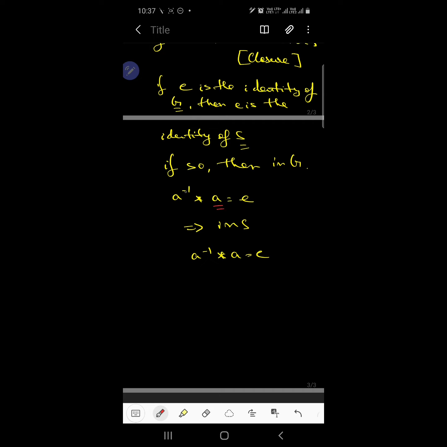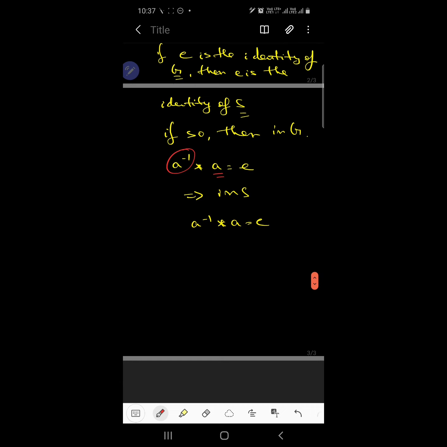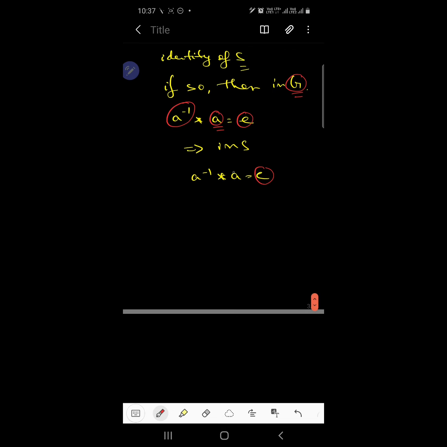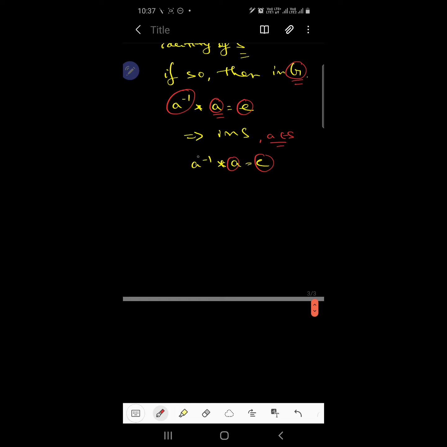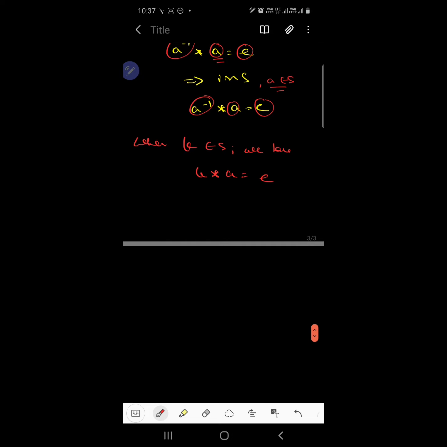We know that every element has a unique inverse. Now we know that if E is the identity in G, then E is also the identity in S. And when A belongs to G, we are also considering that A belongs to S, right? Now if we replace A inverse with some B in S, so when B belongs to S, we have B star A equals E, right? So basically what is this B? This B must be the inverse of A in S.